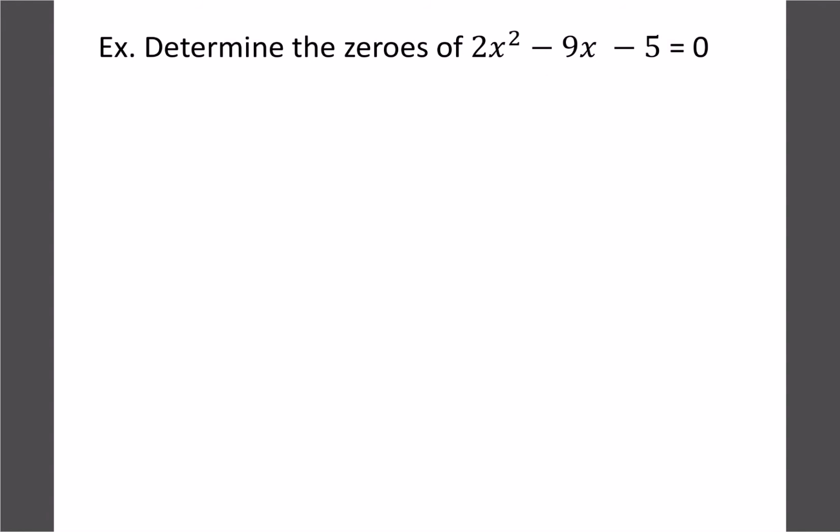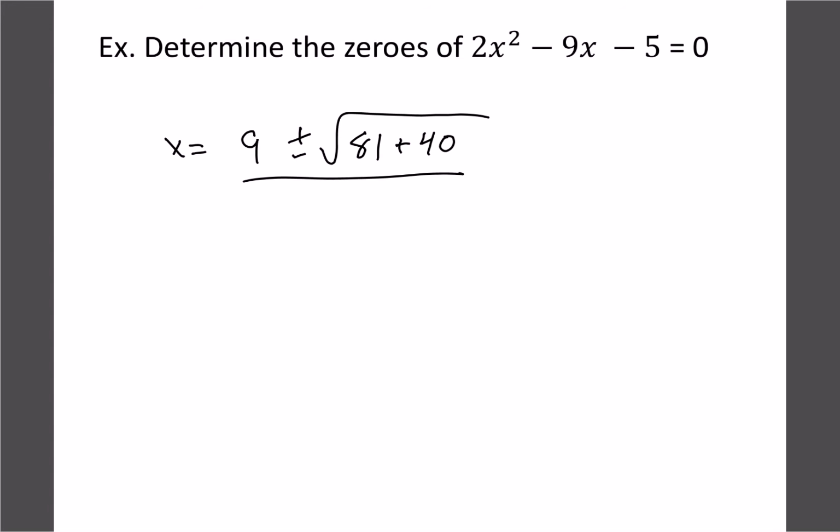Okay, here's another one. So let's use quadratic formula again. So we'd have minus b, so that would be 9 plus or minus the square root of b squared, which is 81. Minus 4 times 2 is 8. Times 5 would be plus 40. All over 2 times 2, which is 4.